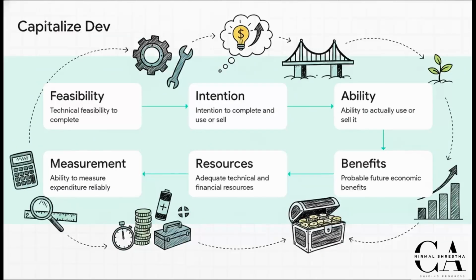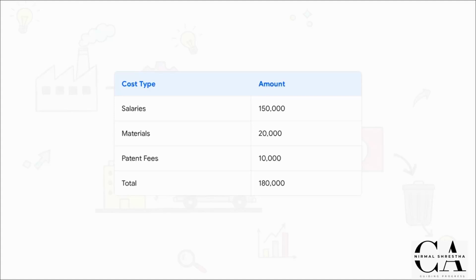You can only capitalize development if you pass this incredibly strict 6-part test. You literally have to prove technical feasibility, your intention and ability to complete it, that it will definitely generate probable future economic benefits, that you have the resources to actually finish the job, and that you can reliably measure the costs. If you fail even one of these 6 criteria, all those development costs go straight to the expense column. No exceptions.